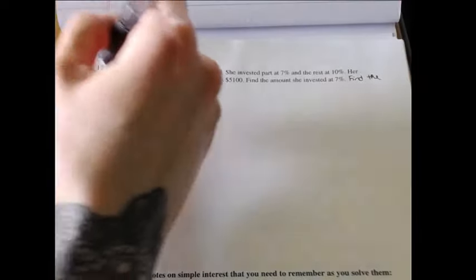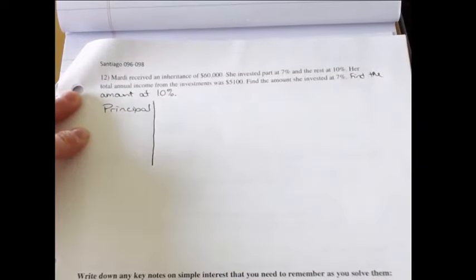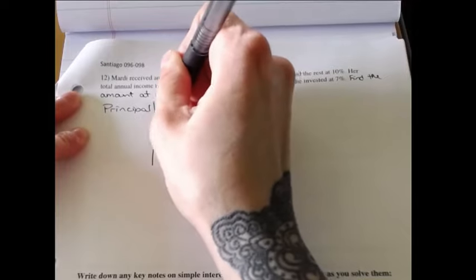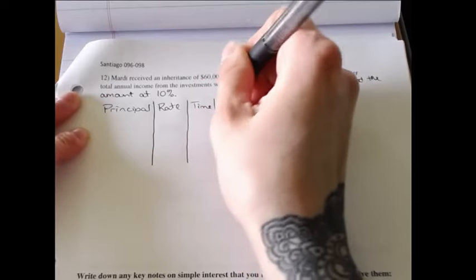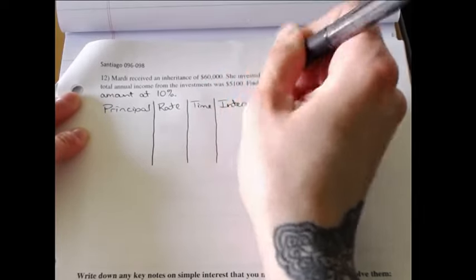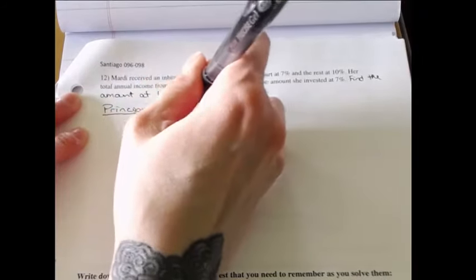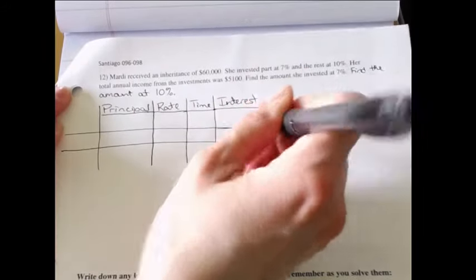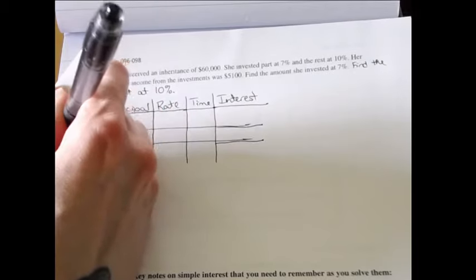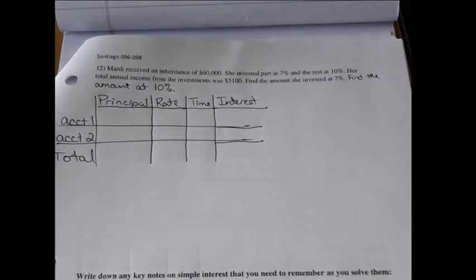Okay, so let's write our chart. We have principal, we have rate, we have time, and we have interest. Luckily, our chart will look the same every single time. Every single time we do these simple interest problems, they're always going to look the same. We will have 3 rows. We are going to have an account 1, an account 2, and a total. Okay, sorry my lines are so squiggly and messed up.